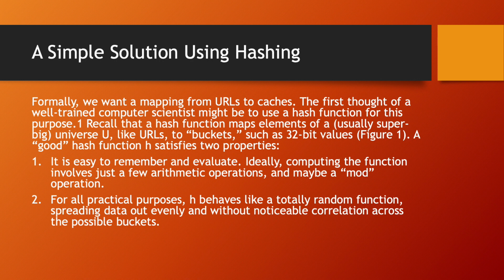Formally, we want a mapping from URLs to caches. The first thought of a well-trained computer scientist might be to use a hash function for this purpose. Recall that a hash function maps elements of a universe U, like URLs, to buckets such as 32-bit values.